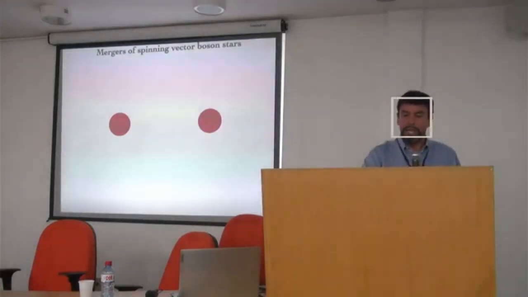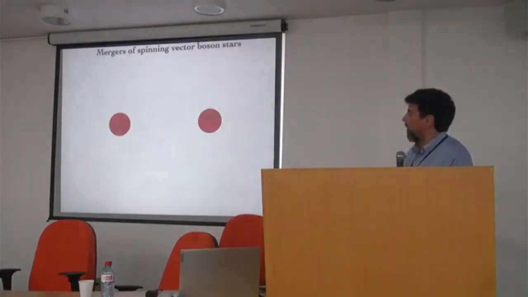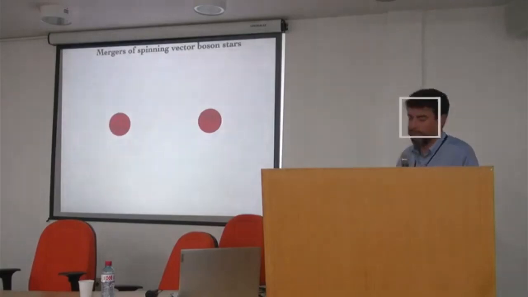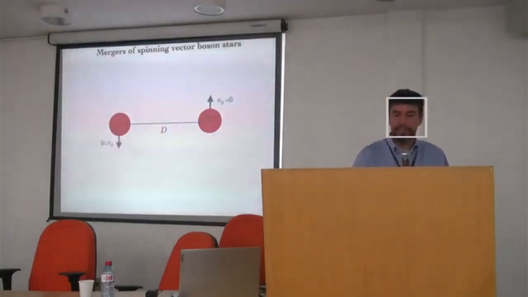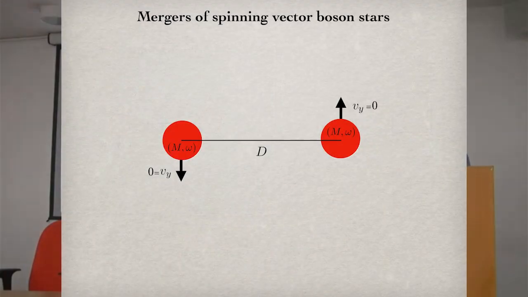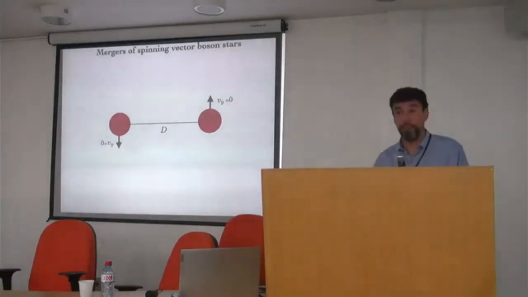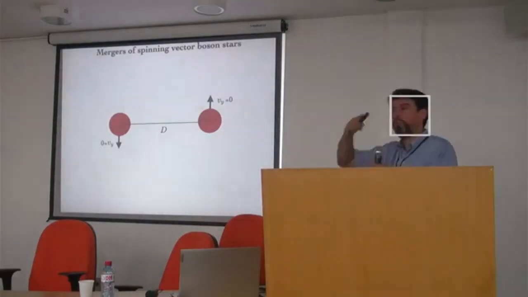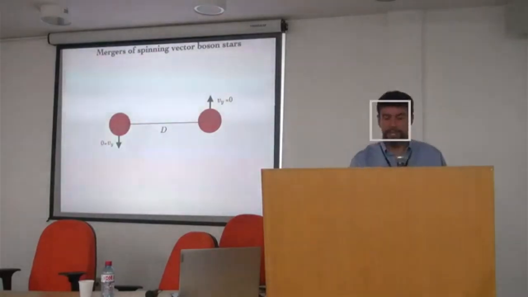Here I'm just making a cartoon of two stars. You can think about them as spinning protostars. They have the same mass and the same frequency. They are at some distance d along, say, the x direction. They could have some transversal velocity in the y direction, but we put it to 0 for reasons that I can explain. That's what we call a head-on collision. If they had velocities, it would be an inspiraling binary.